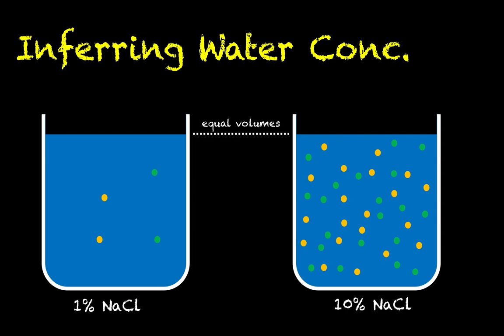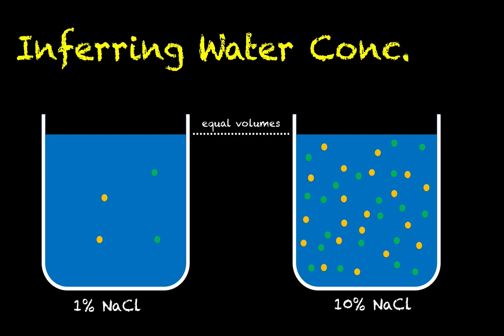So look at this example here. We have two different containers that both contain a simple solution of sodium chloride. However, the left container contains a much lower concentration of sodium chloride at 1%, and the right container contains the same solution, just 10 times as concentrated. You can see each container contains an equal volume of solution, but the question we want to ask here is, in which solution is there a higher concentration of water?